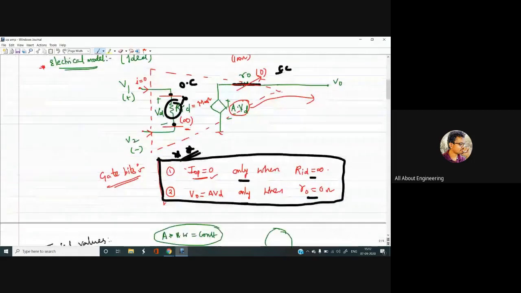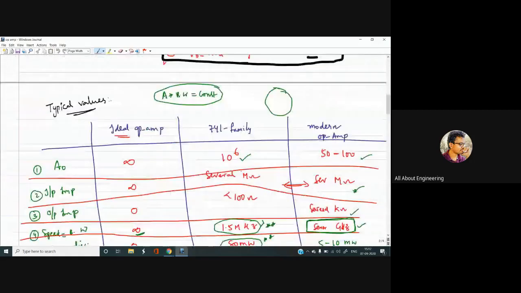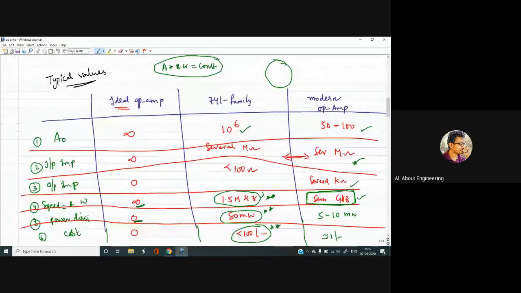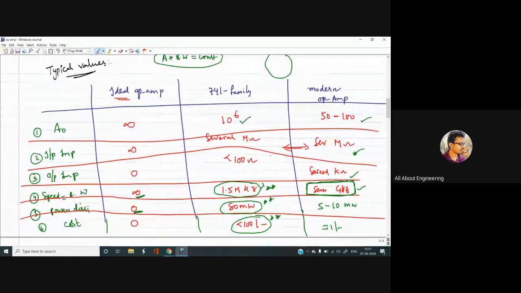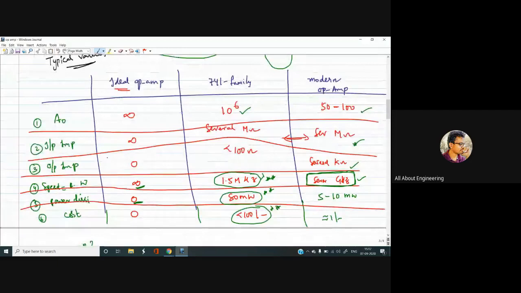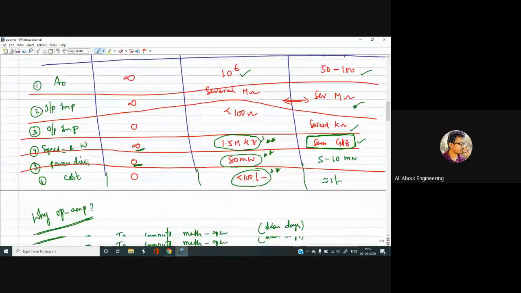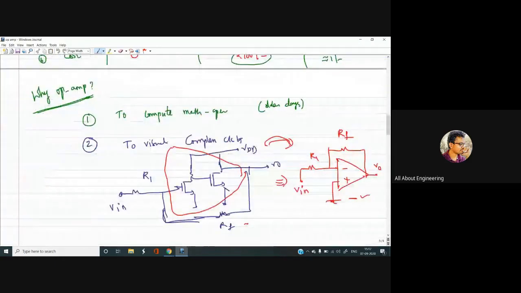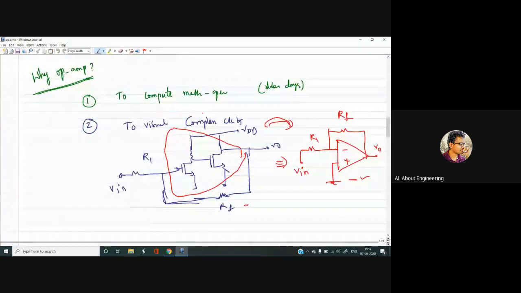And then we saw the typical values for different things, for the ideal op amp, for the 741 family, and for the modern op amp. The parameters like the open loop gain, the input impedance, the output impedance, speed, bandwidth, power dissipation, and cost, and how these differ for the ideal op amp, the 741 family, and the modern op amp. All these things we have discussed. And then we discussed an important thing, why an op amp is required, that is to compute mathematical operations and to visualize complex circuits.